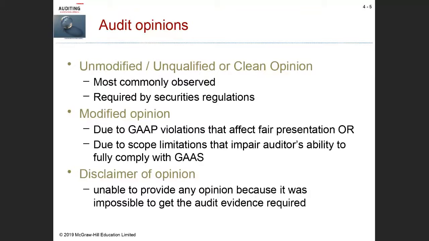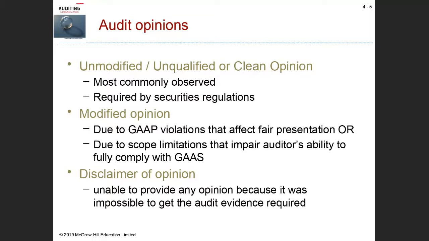So let's talk about the various types of audit opinions. I've already alluded to the fact that in most cases, the audit opinion is what's called an unmodified, unqualified, or sometimes referred to as a clean audit opinion. It's the most commonly observed. Why? Because it's the one that management and the board of directors wants. It's normally the one that the auditors ensure that they can supply, by getting sufficient appropriate audit evidence.